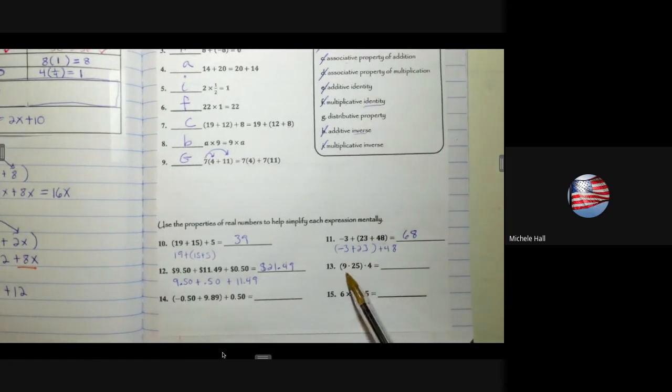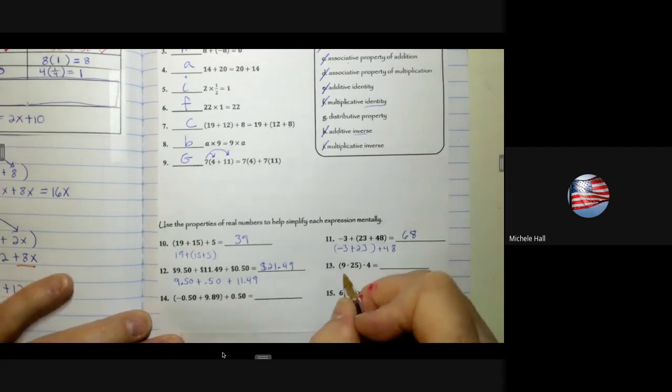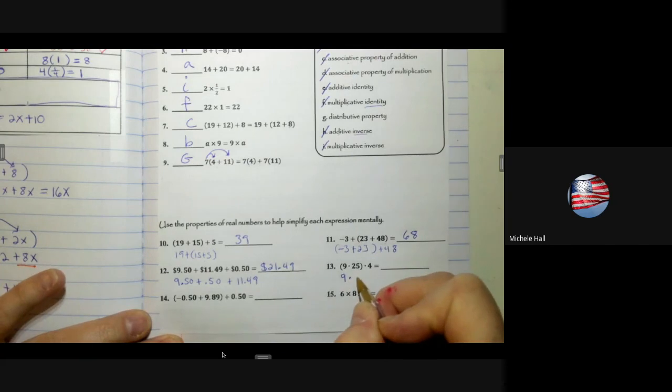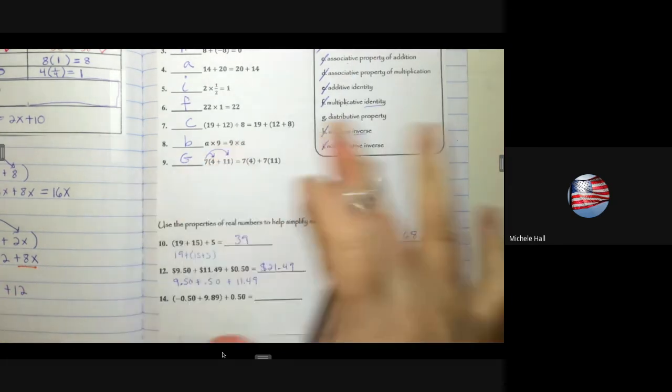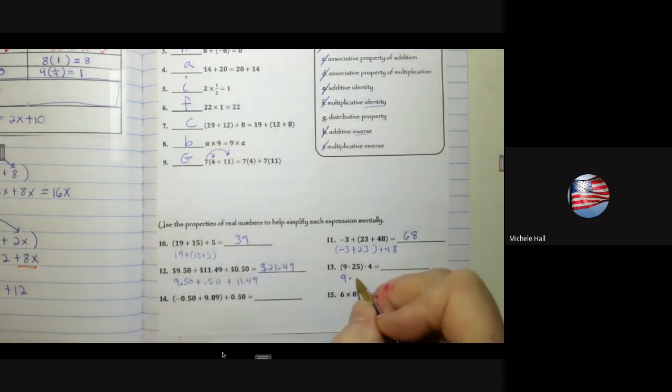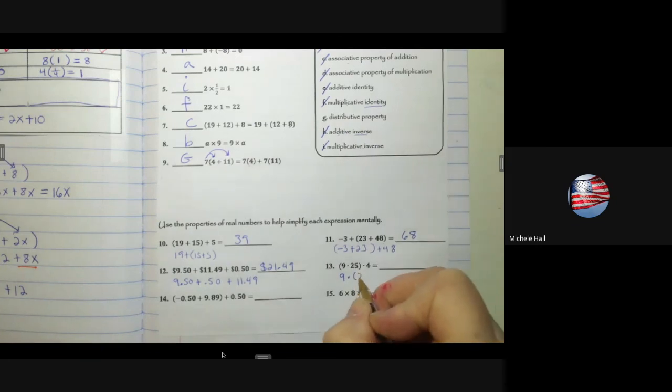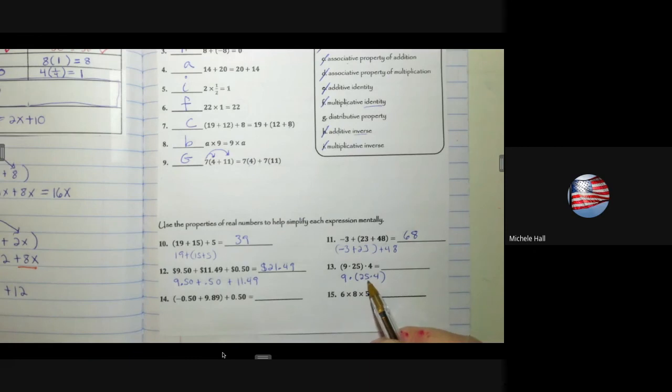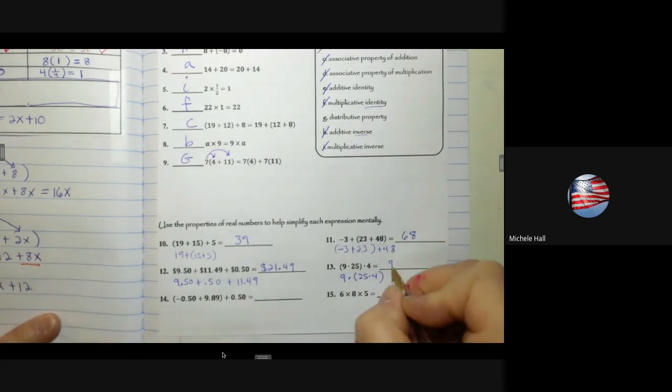All right, 9 quarters, that's kind of an odd number out, but 4 quarters is more of an even number. So let's use the commutative property. Let's use the associative property to regroup. Let's put 25 times 4 together. 4 quarters is 100, times 9 is 900.